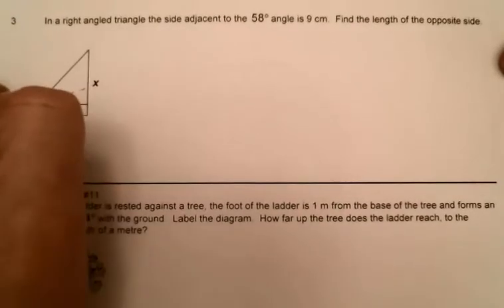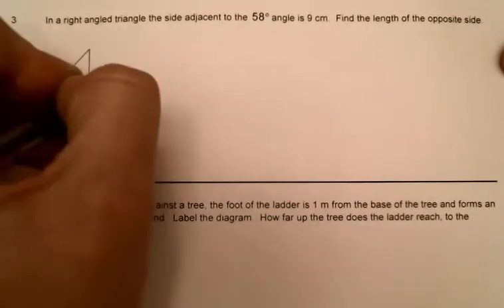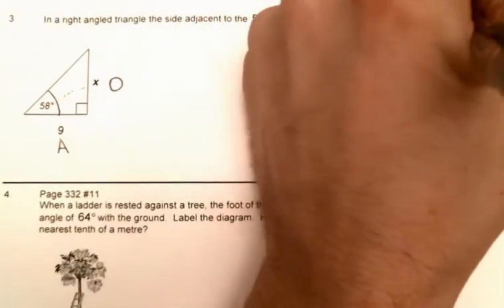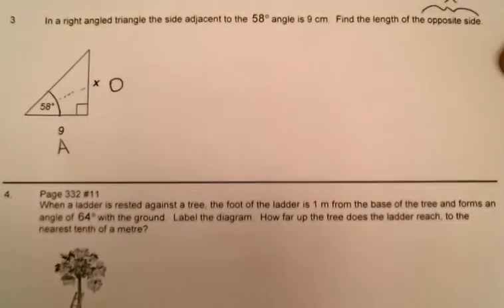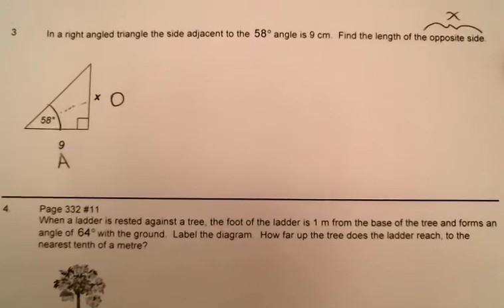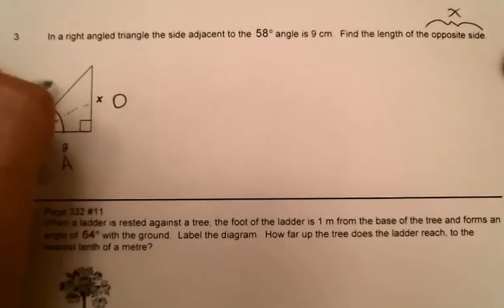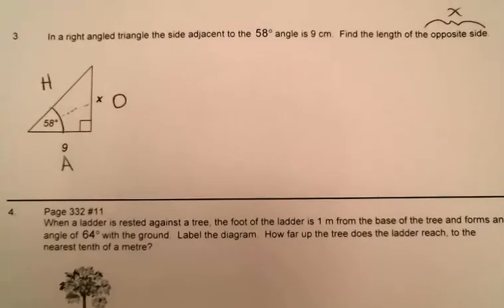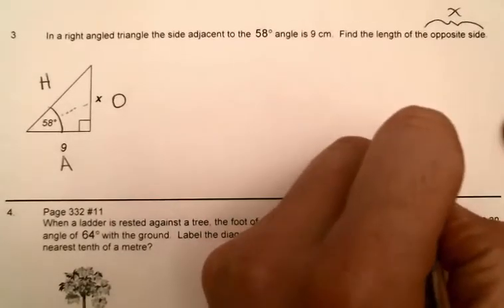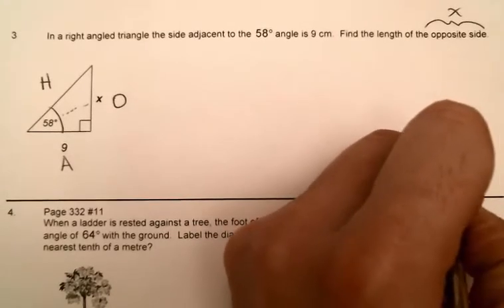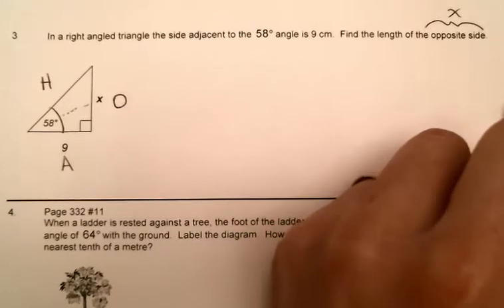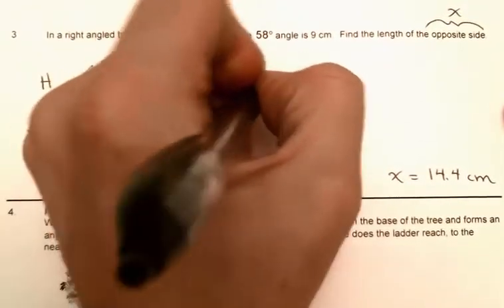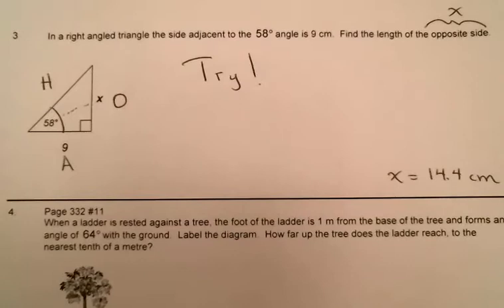Following our rules, if that's the reference angle of 58 degrees, opposite that would be unknown side x. So the opposite side is like x. Okay? And they want you to find it. And we have no info on the hypotenuse. You'll use a tan ratio. And once you do all your math, your answer is x equals 14.4 centimeters. So try it. Let's go do number 4.